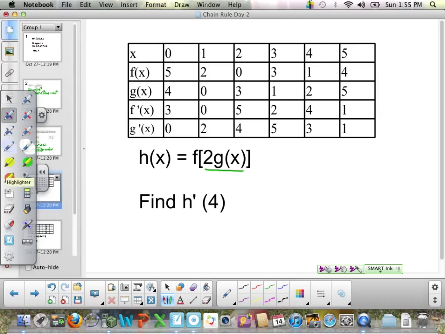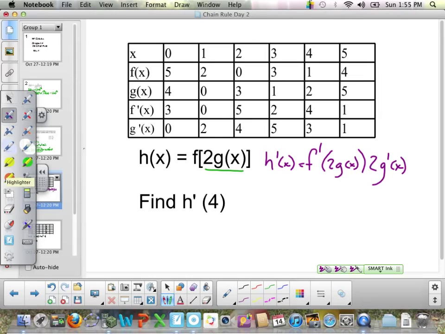To apply the chain rule, you take the derivative of the outside, so in this case it would be f prime of, leave the inside alone, 2 times g of x, and then multiply by the derivative of the inside. And the derivative of 2 times g of x, use the constant multiple rule, that's 2 times g prime of x.